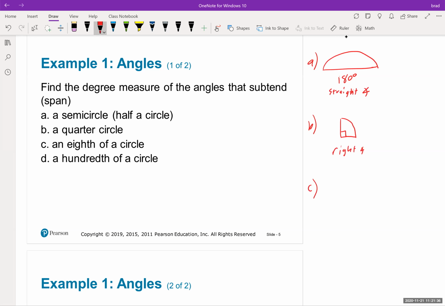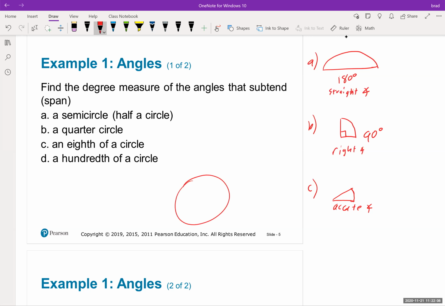Okay, and let's do part C, an eighth of a circle. So try to imagine, if you cut a circle into eighths, probably something like this, right? And that would be an acute angle. Sorry, the quarter circle is 90 degrees. Now, how do we find what an acute angle would be if it's an eighth of a circle?